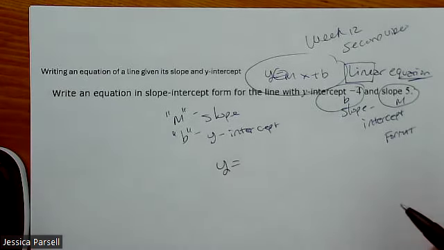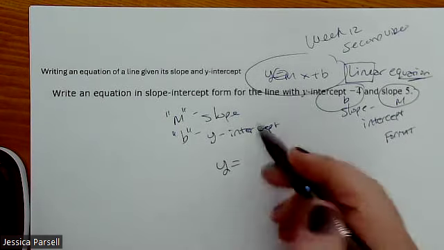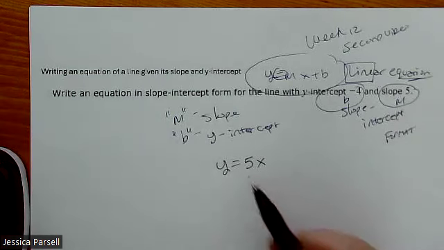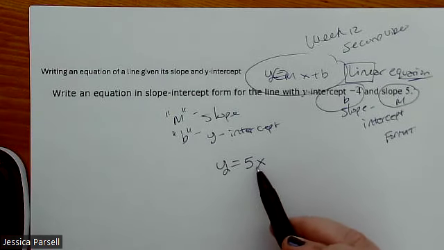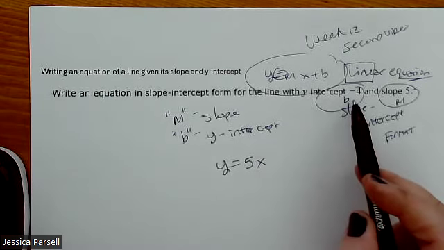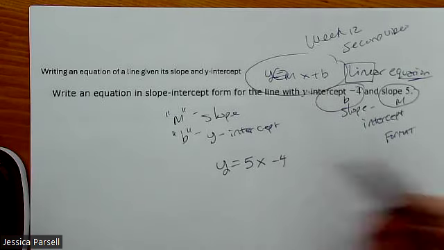y is equal to, so the slope is 5. That 5 right there is going to go in for m. x always sits next to it so that your slope becomes the coefficient, or the number in front of that x variable. And our y-intercept is a -4. So instead of a plus sign, we're going to go -4.